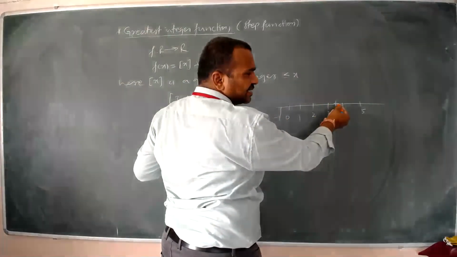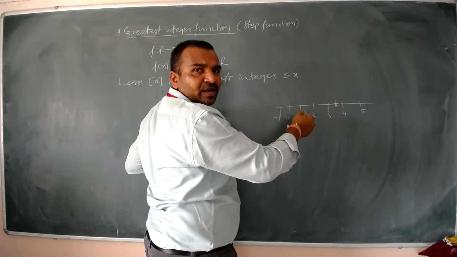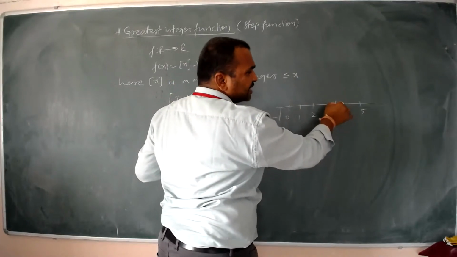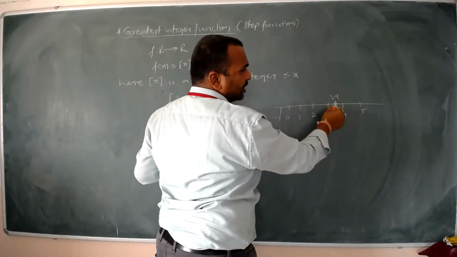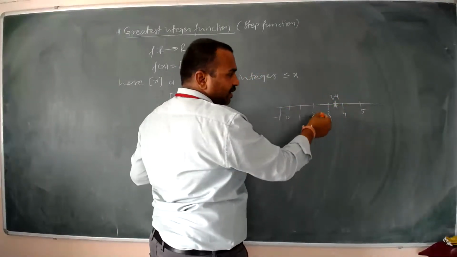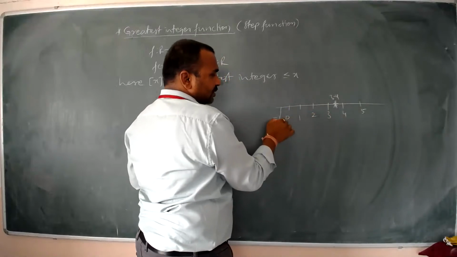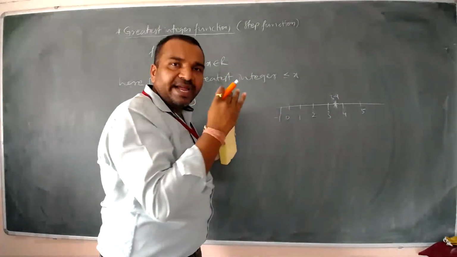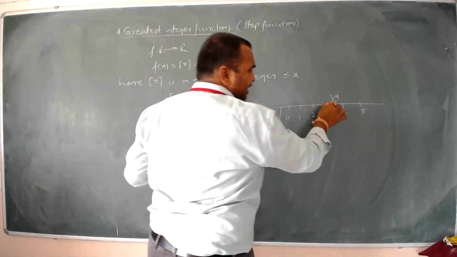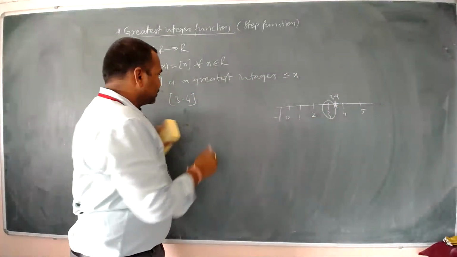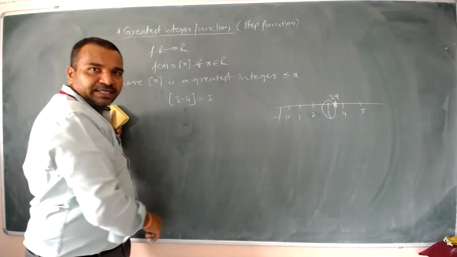So what is the greatest integer which is less than 3.4 now? What are the integers which are less than 3.4? 3, 2, 1, 0, minus 1. All these are the integers which are less than 3.4. So in that, what is the greatest? 3 only. So the answer is 3.